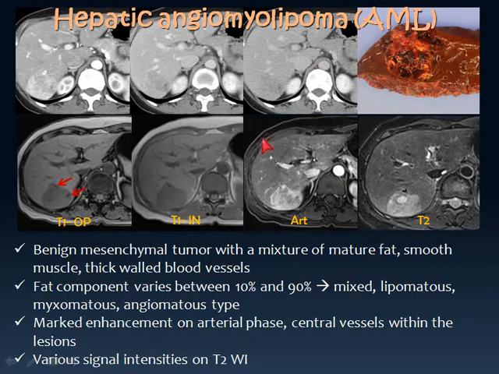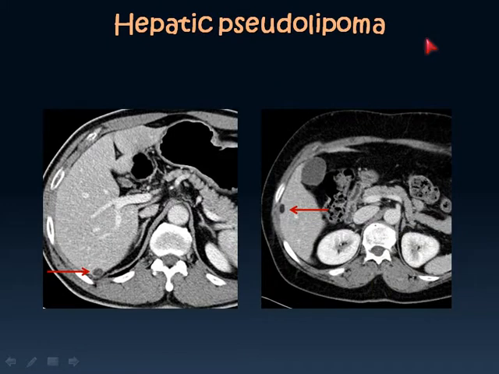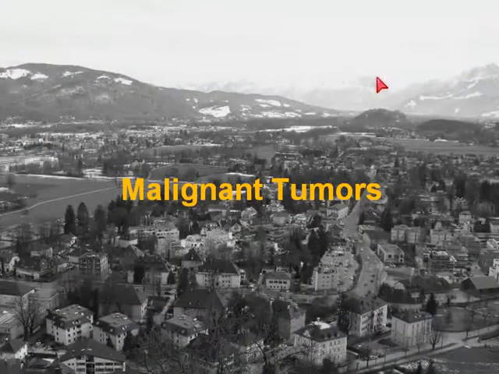Angiomyolipoma is a benign mesenchymal tumor with a mixture of fat, smooth muscle, and blood vessels. If there are small foci of fat component, we can make a correct diagnosis. However, when there is no fat, it's not easy to make a correct diagnosis of hepatic angiomyolipoma. Hepatic pseudolipoma is a degenerated fat encapsulated by hepatic capsule, and it is regarded to arise from the colonic appendage, the epiploic appendix.